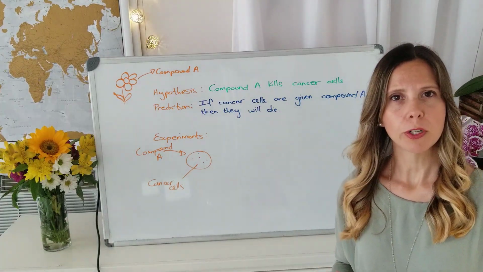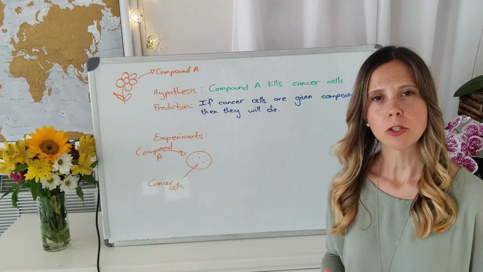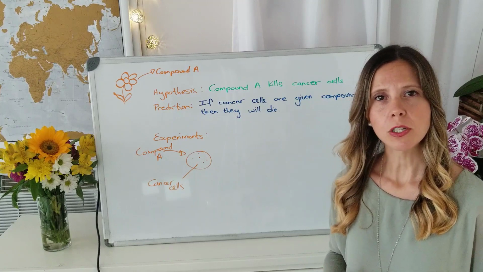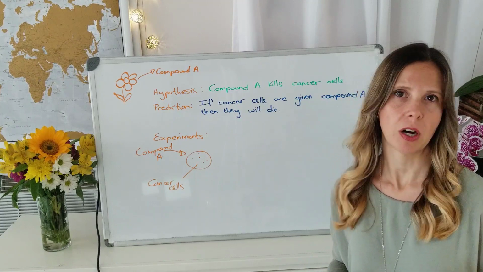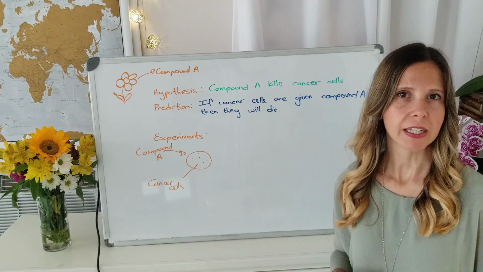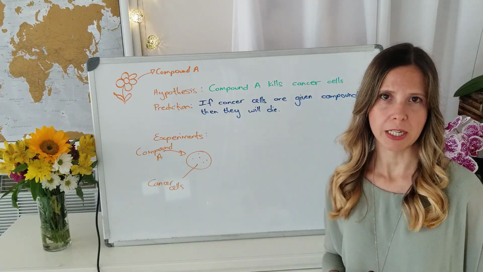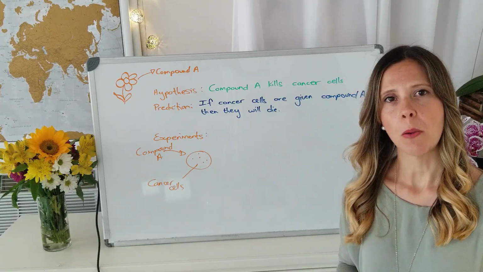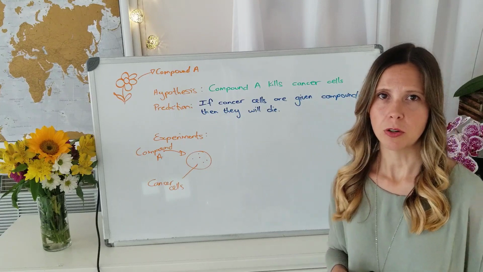However, there's a flaw in your experiment. You didn't set up any controls, so there is no way to be certain whether the cancer cells died because of compound A or because of another factor that was occurring during your experimentation. You therefore repeat your experiment, this time including controls.